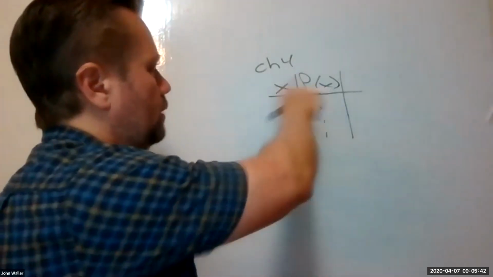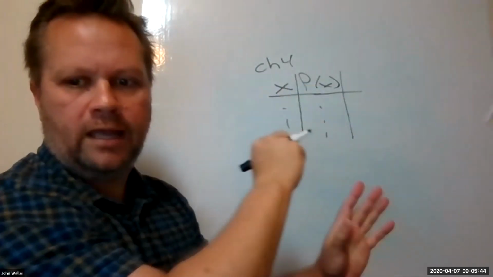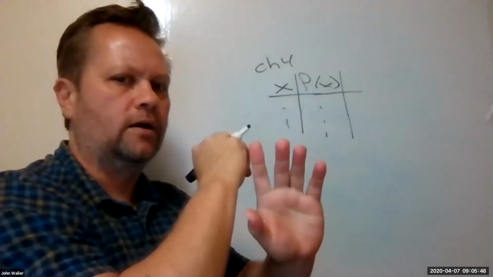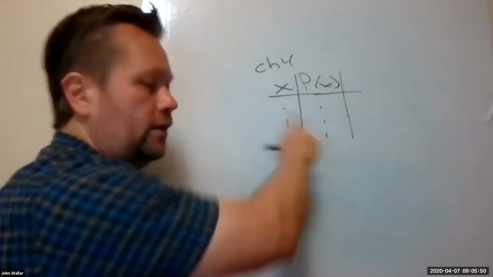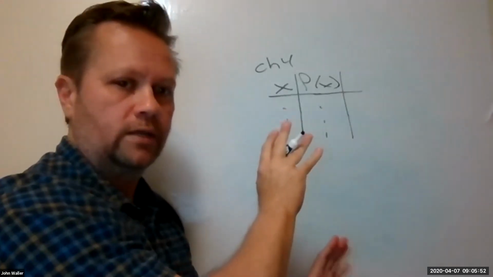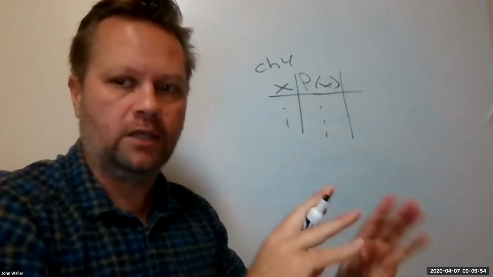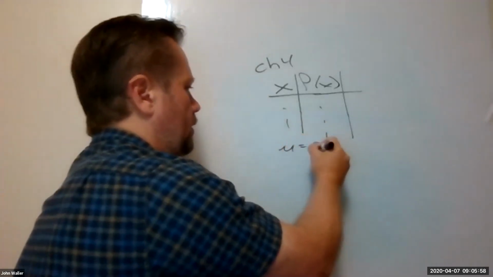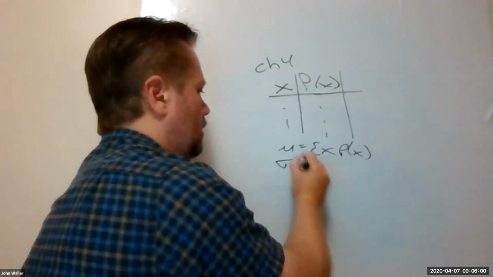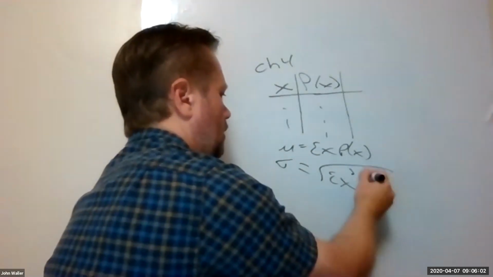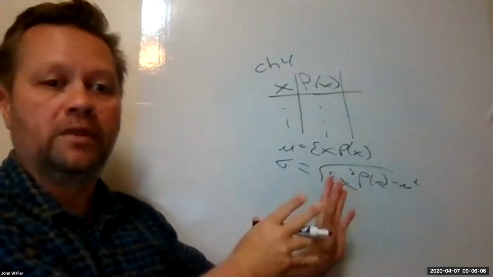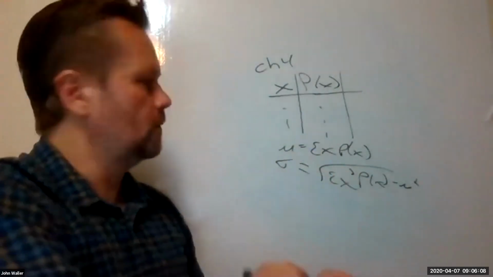Remember this stuff? I'm going to have the formulas on the quiz. So you can't use any formula sheets you've made yourself. The formulas are on the quiz. But this was the one where the mean is the sum of xP(x) and the standard deviation is this thing. I'm not going to write it nicely, just remember this, right?